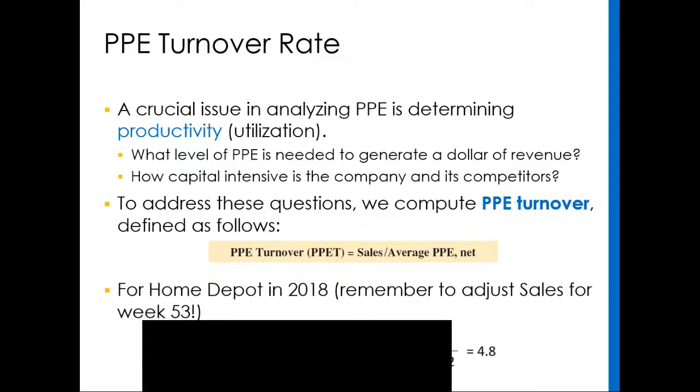So here's our PPE turnover. Net sales over average PPE, and that's the net book value of property, plant, and equipment. For Home Depot, we adjust sales for week 53. Most of the time, you don't have to worry about that. In the problems I give you, you won't have to worry about that on exams and quizzes. As long as you understand the concept that we've got the turnover rate, we take our average and come up with, in this case, 4.8, is what they calculate.